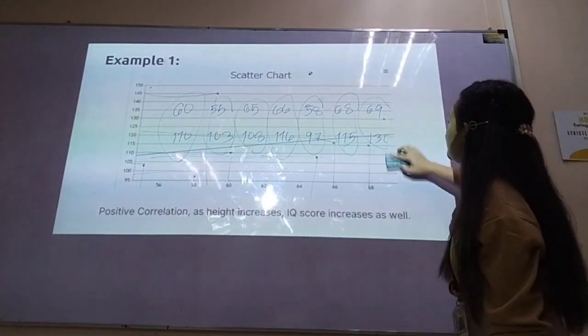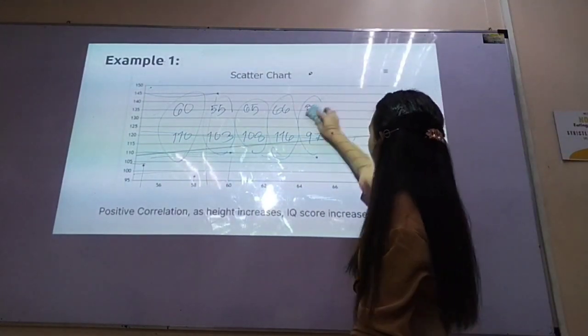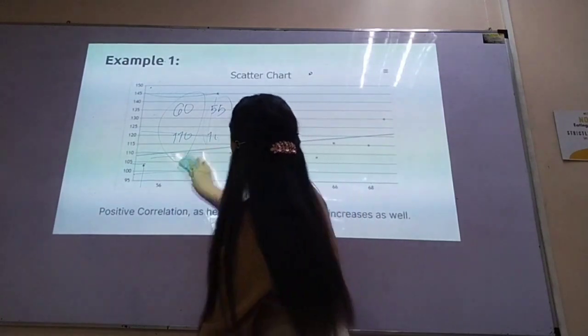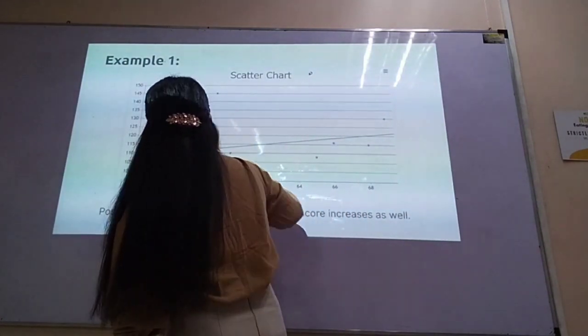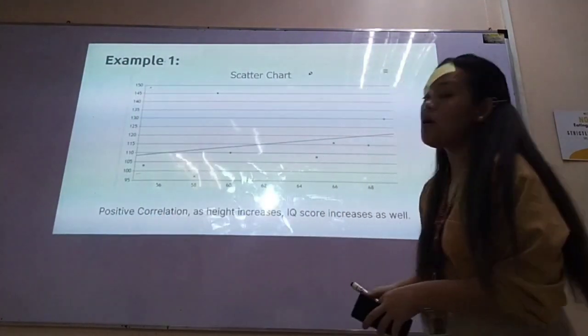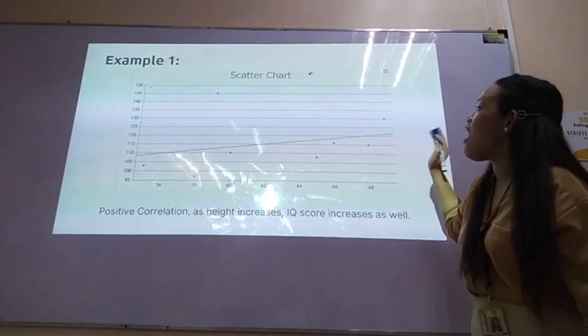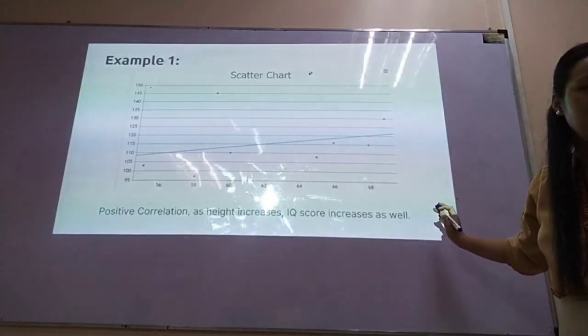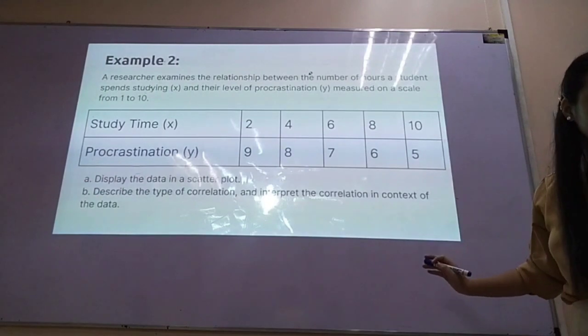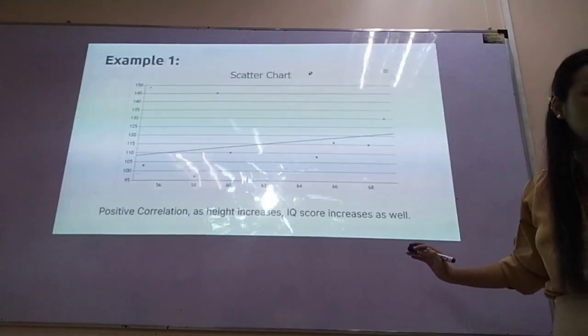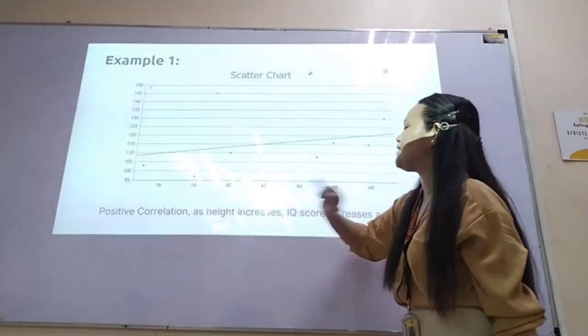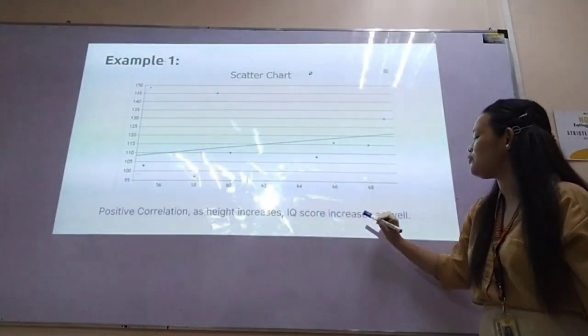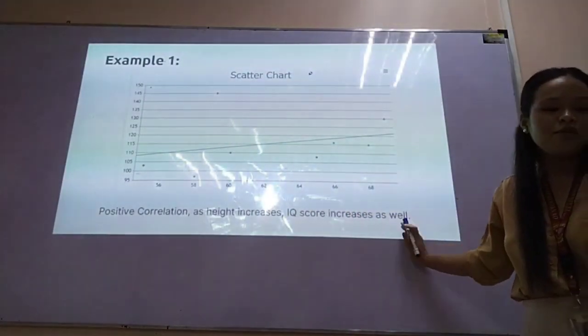If I'm going to erase this, the scatter plot looks like this. The slope goes upwards, which means that our problem has a positive relationship. Positive correlation, that as height increases, it means that IQ scores increase as well.